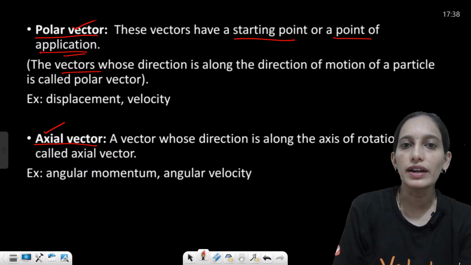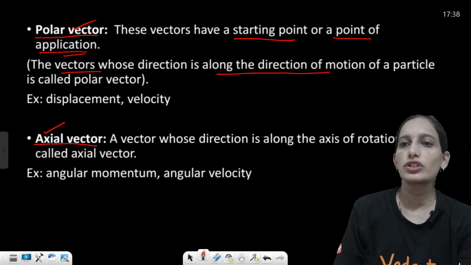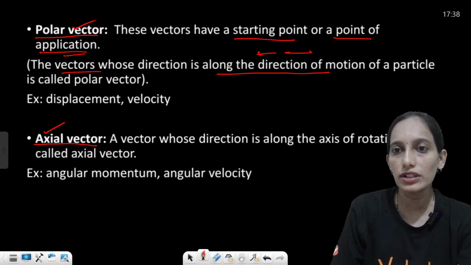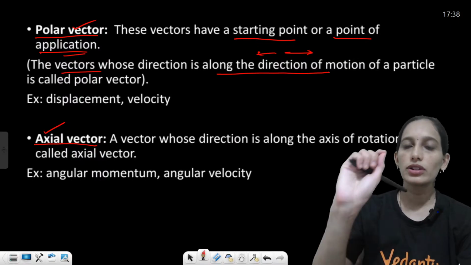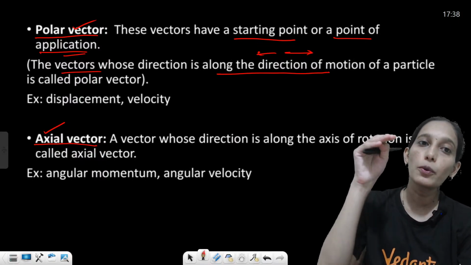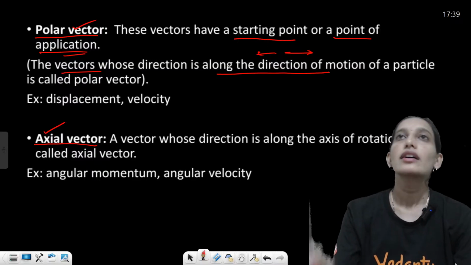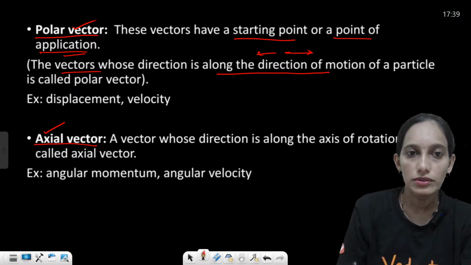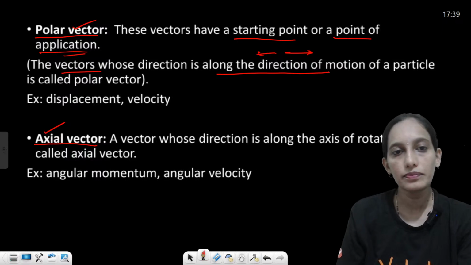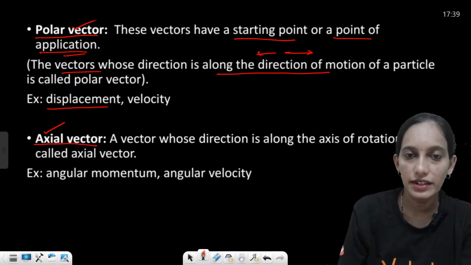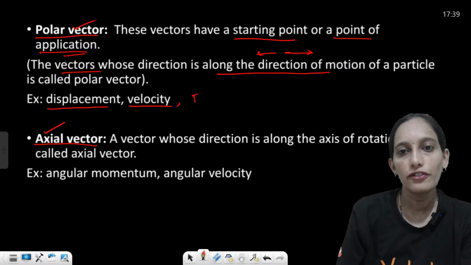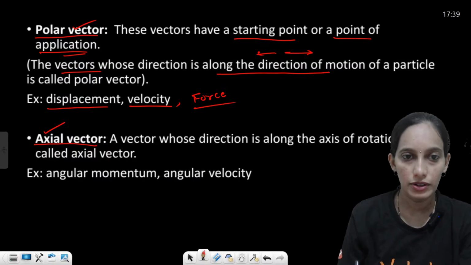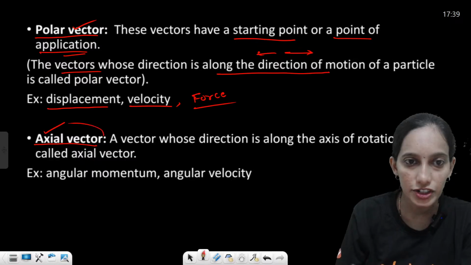Usually these vectors are along the direction of the motion, or I can say along the line of motion. It can be along the direction or opposite to the direction. But we can clearly say what is the starting point of this vector, or exactly at which point this vector is acting, like at what point we are applying a force, what is the displacement. So they are called polar vectors. Displacement, velocity, acceleration, force, you can keep on adding, they are all polar vectors.